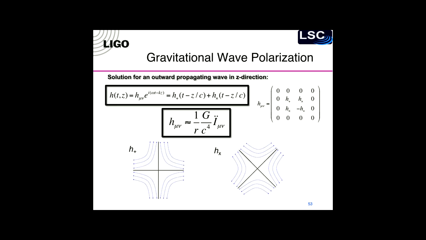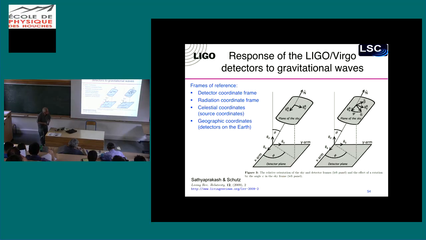Is that confusing for a lot of people? Okay, psi goes from 0 to pi over 4. Here's some angles. This is the polar angle and the azimuthal angle in the detector plane.